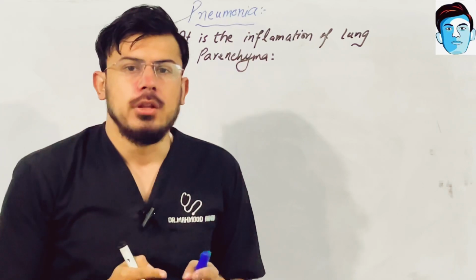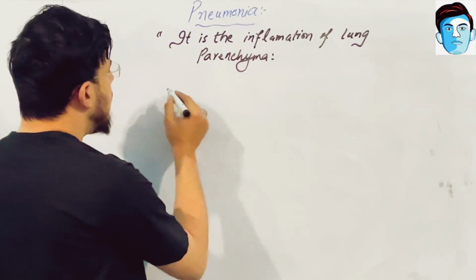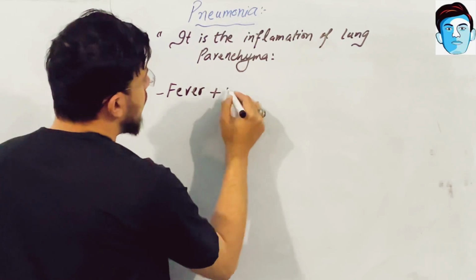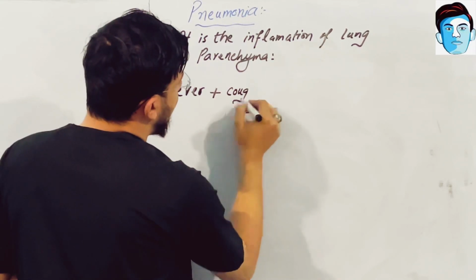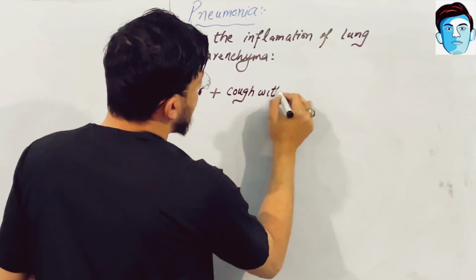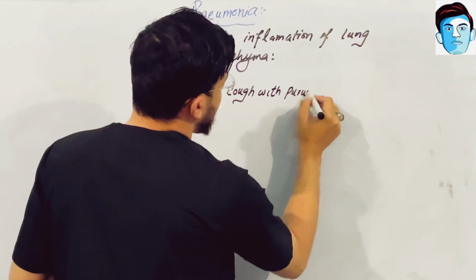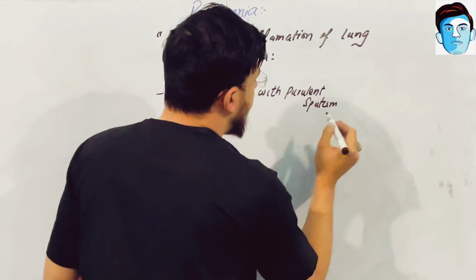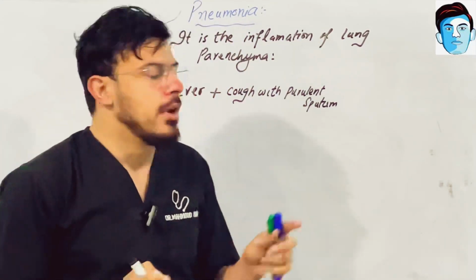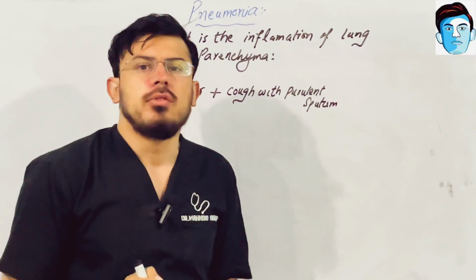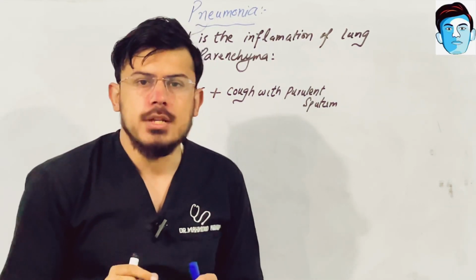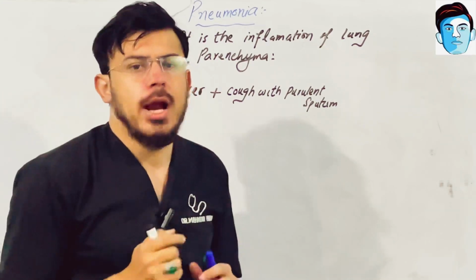The patient with pneumonia presents with fever and cough with purulent sputum. So whenever there is a fever, whenever there is a productive cough, first of all you have to go for a chest X-ray, and when you do the chest X-ray you will see the consolidation.